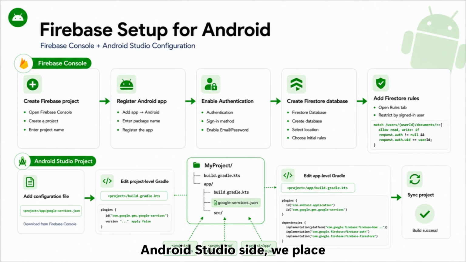On the Android Studio side, we place google-services.json inside the app folder. Then we update the Gradle files. At the project level, we add the Google Services plugin. At the app level, we apply the plugin and add the Firebase dependencies, such as Firebase Auth and Firestore. After those steps, we sync Gradle and build the project. If the sync and build are successful, then the app is ready to use Firebase Authentication and Firestore from Java code.